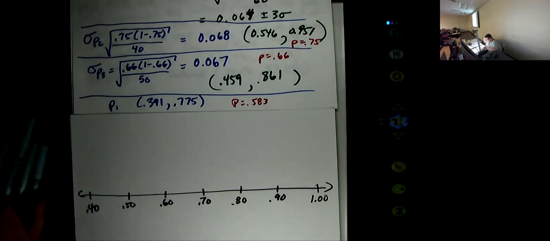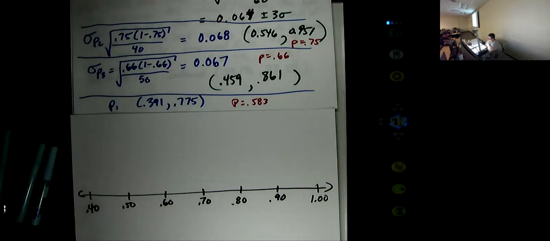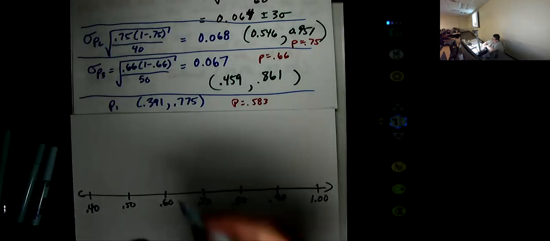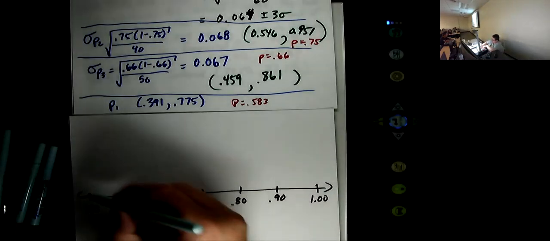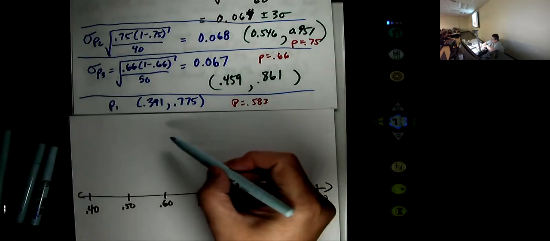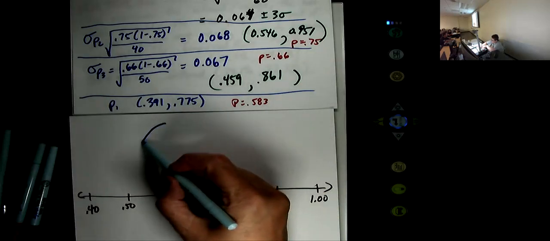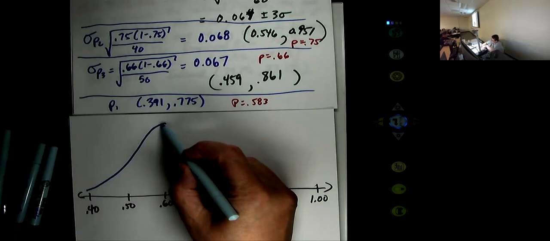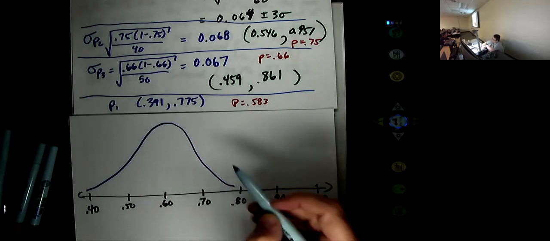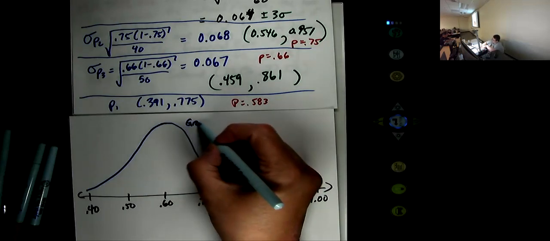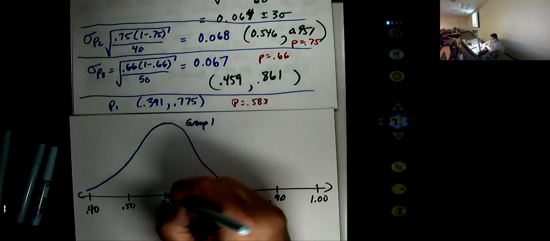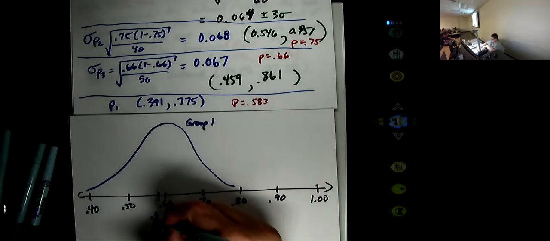Now, knowing the three ranges for the plus or minus three standard deviations, that makes it pretty easy to draw their bell curves on this. 0.391 to 0.77. Group one had a bell curve. That was group one, hovering right over 0.583.